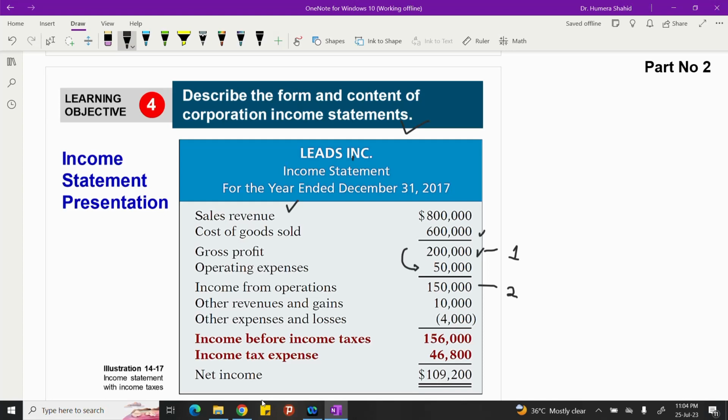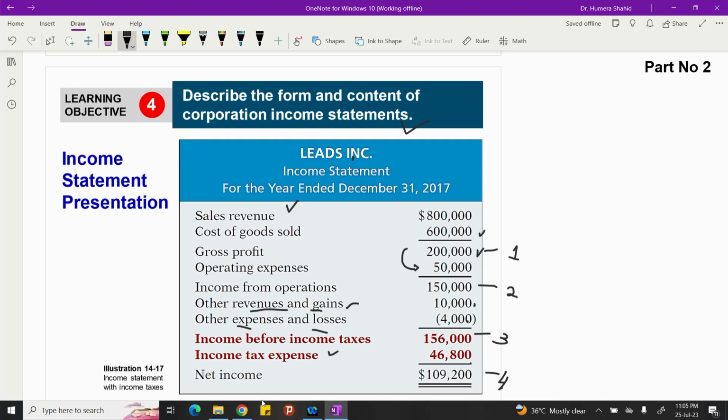Other revenues could be your interest revenue or rent revenue, and gains when you sell the property, plant and equipment or other assets, you can have a gain. So those gains, if you have, you will add them. Then other expenses and losses will be deducted. So you get your third level of profit, which is known as income before income tax. Then you deduct the income tax, and then you get what? You get your last final level of profit, which is known as net income.